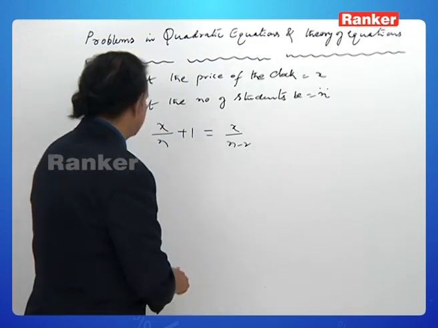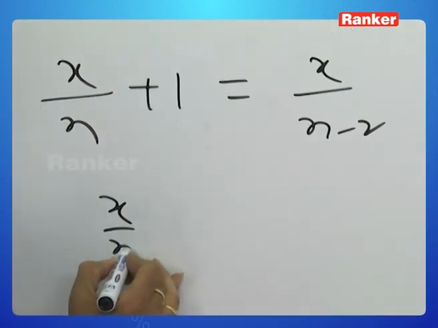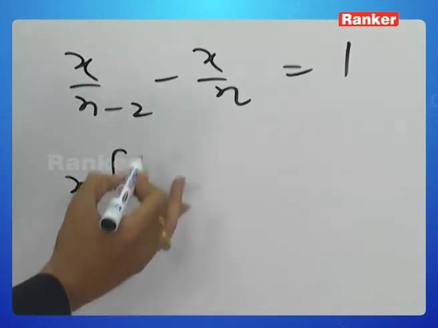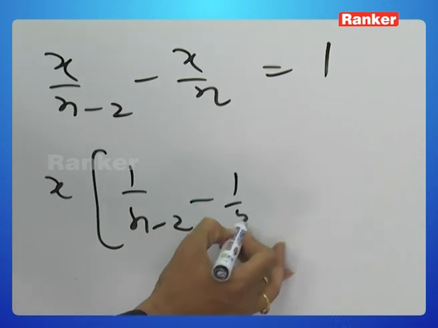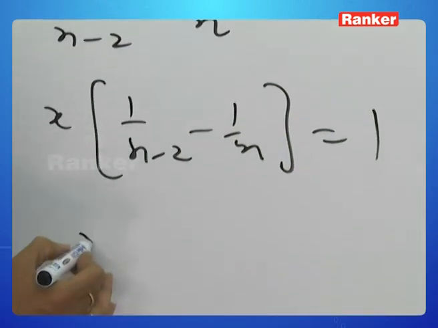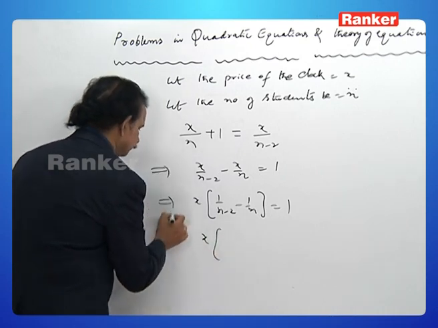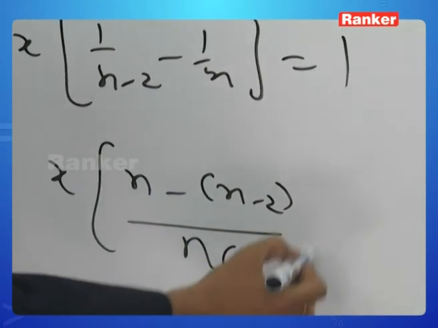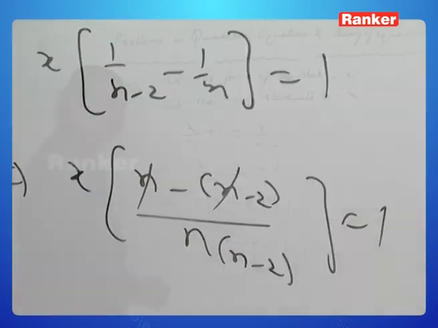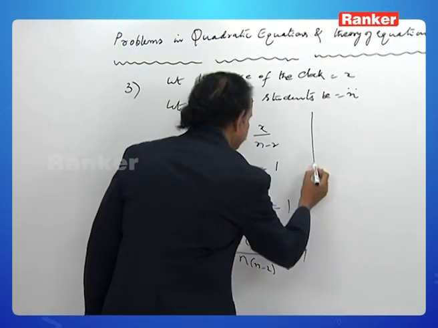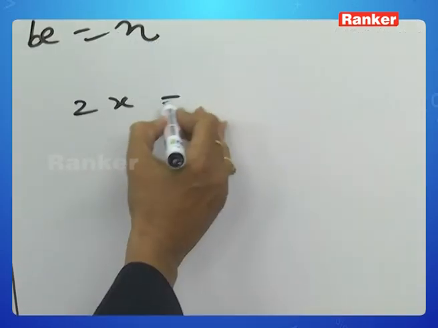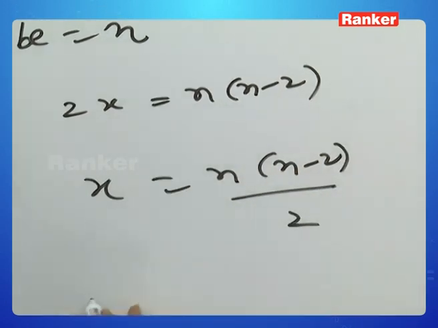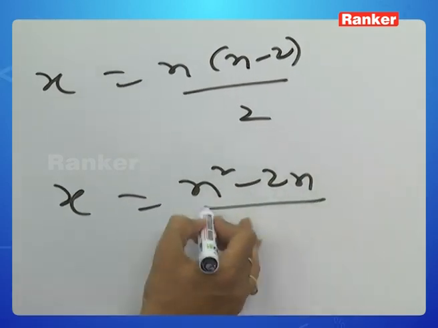Let us now try. Therefore, x by n minus 2 minus x by n is equal to 1, or x into 1 by n minus 2 minus 1 by n is equal to 1. That is x into n minus of n minus 2 by n into n minus 2 is equal to 1. N and n will go away. This is 2x by n into n minus 2. Therefore, 2x is equal to n into n minus 2, or x is equal to n into n minus 2 by 2. That is, x is equal to n square minus 2n by 2.